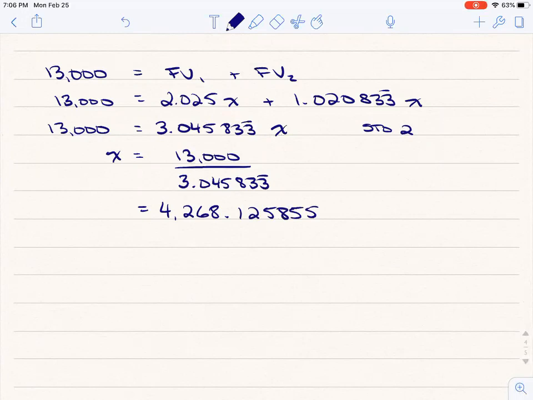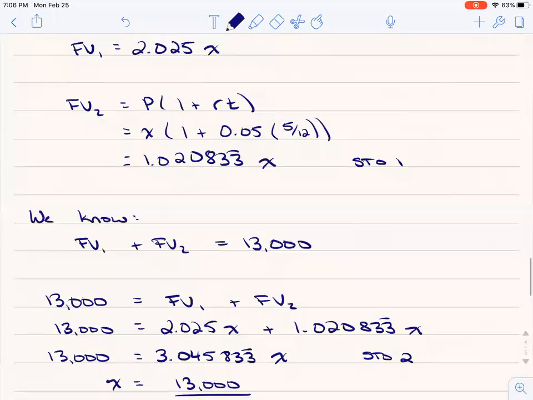This is a dollar amount, right? So now we have to round it to 2 decimal places. It's not until you're dealing with a dollar amount that you can go ahead and round it. So 4,268.13, rounding properly. That's your x.